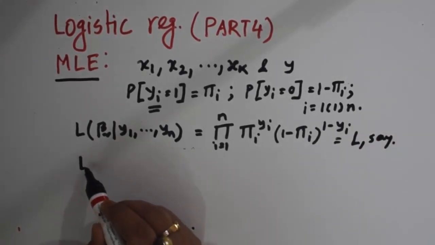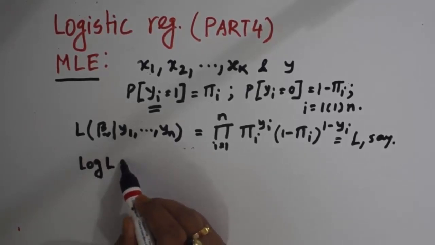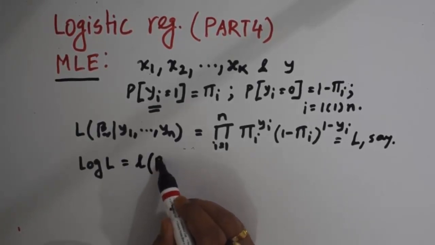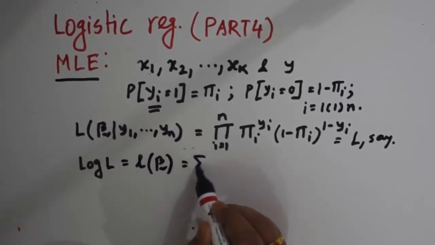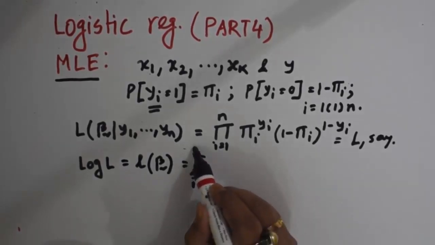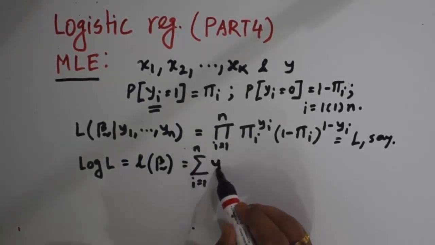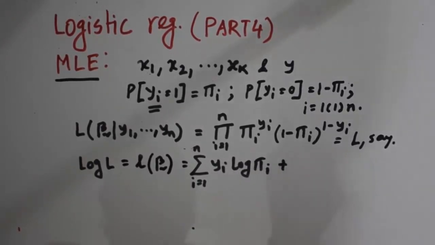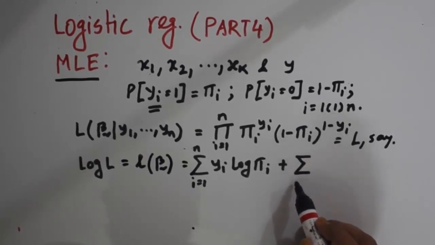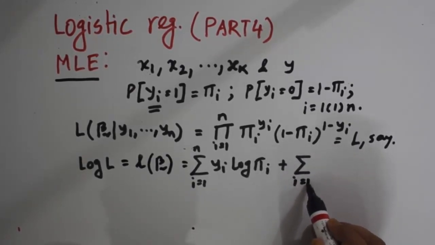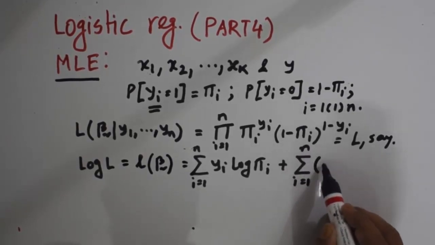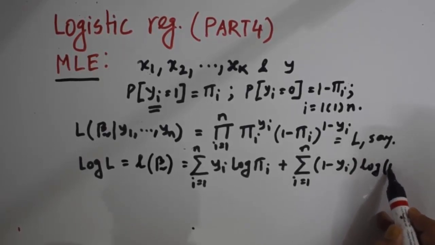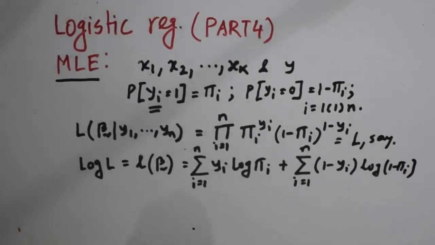Now the log likelihood of beta curl, we denote it by small l of beta curl, is equal to the sum over i from 1 to n of yi log pi i, plus the sum over i from 1 to n of 1 minus yi times log of 1 minus pi i.